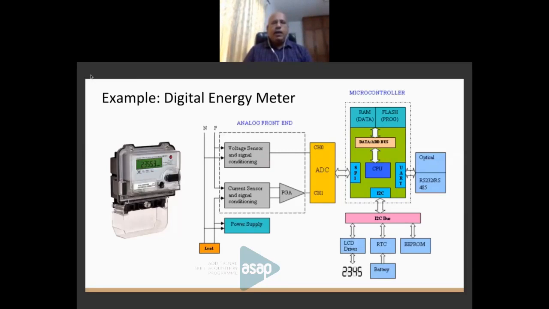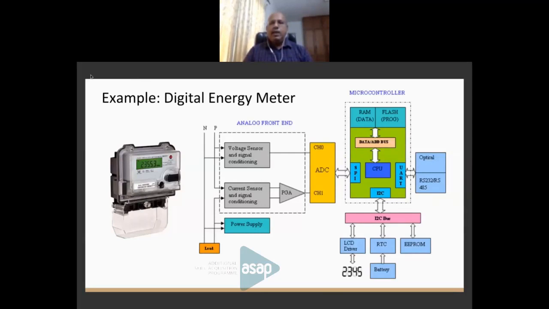Everybody will have an electric connection at your home, and this product is there at the entry of your home. So this is a very interesting example of an embedded system, because you can see a microcontroller here. Typically Texas Instruments makes some of the microcontrollers for this, like that. Renesas, and there are different companies who make cost-effective microcontrollers for this application.